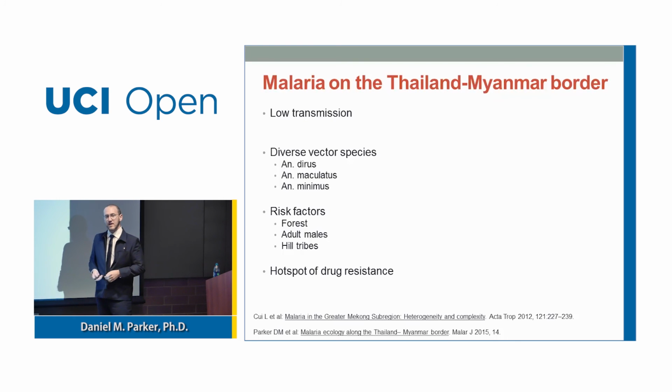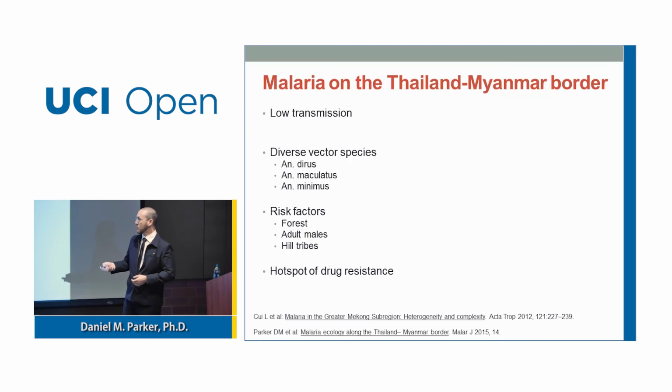It is the case that adult males tend to be disproportionately affected with falciparum malaria, which suggests some kind of occupational exposure, for example. And also hill tribes. So ethnic minorities that live along the Thailand-Myanmar border tend to have much more malaria than either Thai populations or Burmese populations.